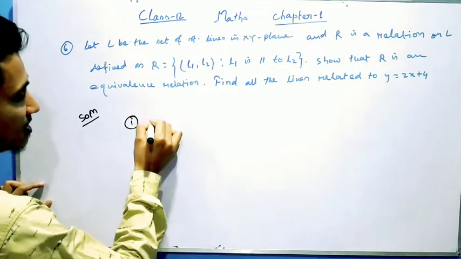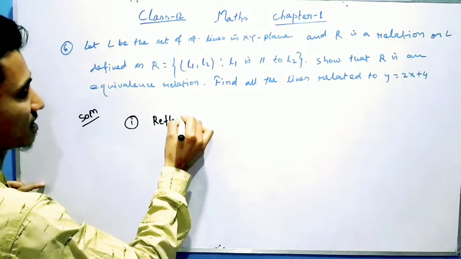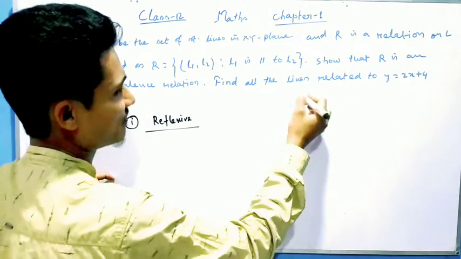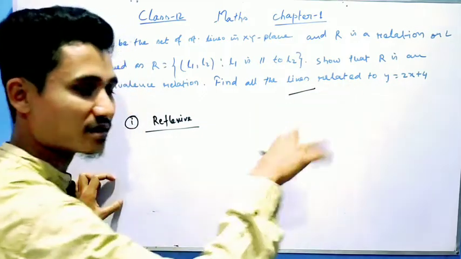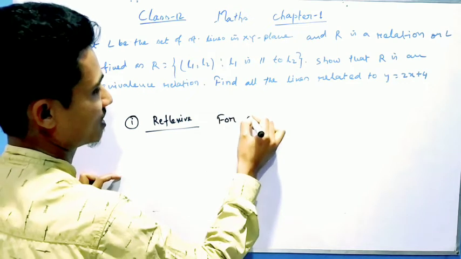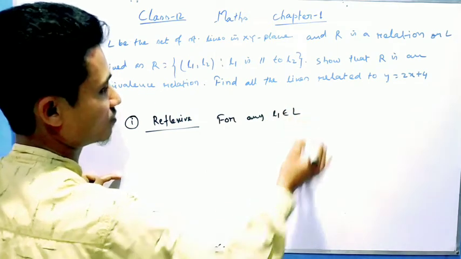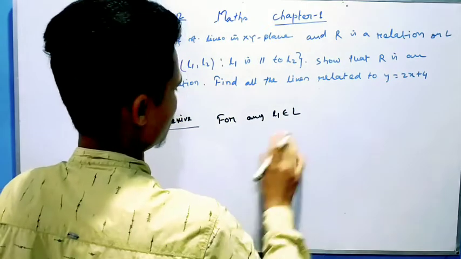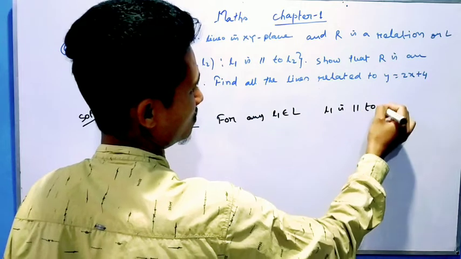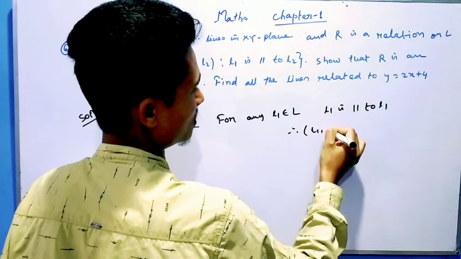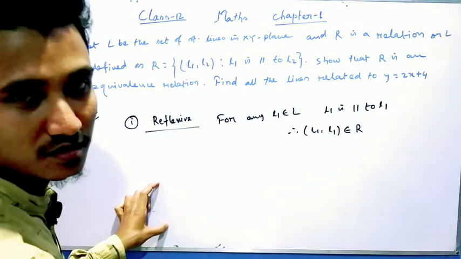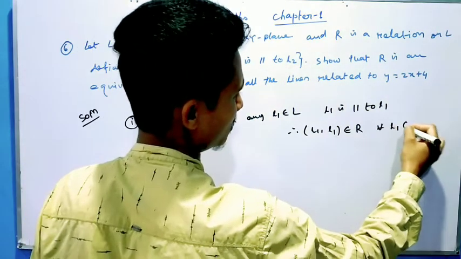First we have to check the reflexive property. Is this relation reflexive? We know if any line is given, it is parallel to itself. So for any L1 belonging to the capital L, L1 is parallel to L1. Therefore (L1, L1) belongs to the relation, for all L1 belonging to L.